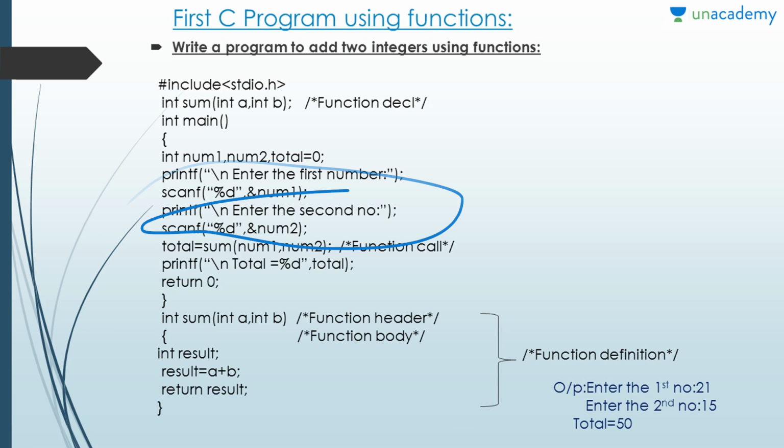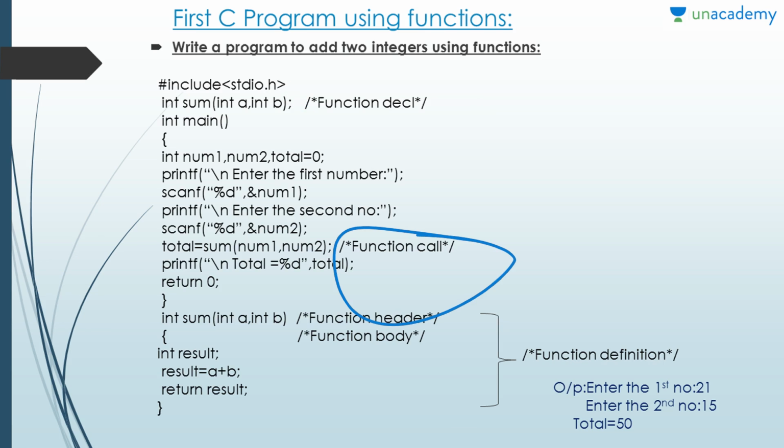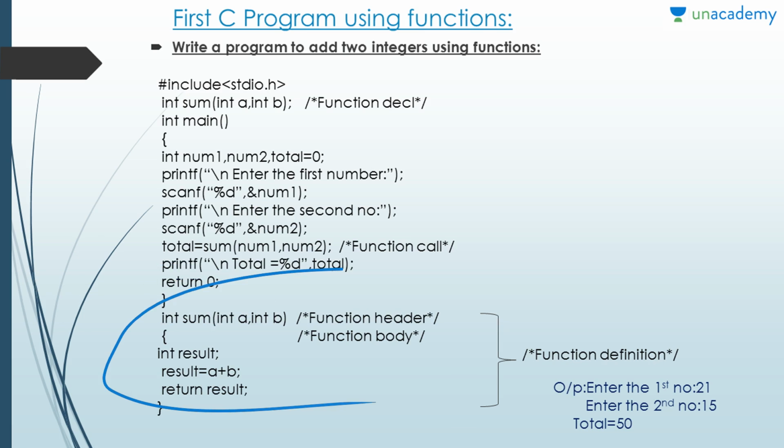First we declare the function, then we call that function. Total is equal to sum of num1 and num2, which simply tells the compiler that total will be the sum of num1 and num2. Then printf is given here, then return 0, which means it will return a null value. Now in a function the program does not end here. So this is the function definition.